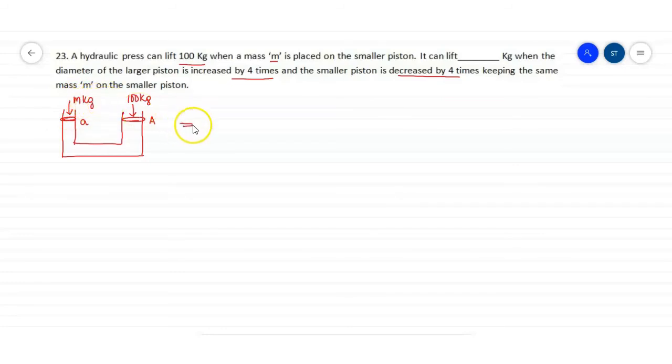According to Pascal's law, the pressure at these 2 points has to be the same. So mg by small a will be equal to the pressure created here, 100 g by capital A. So here we can cancel out this g. So the small m can be written as 100 into small a upon capital A.